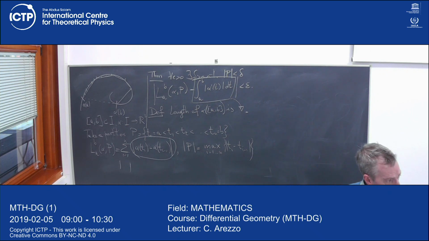So what does it mean that the length should be a geometric property? It should be invariant under maps which preserve the metric of the ambient space. Is it true or not? You see?